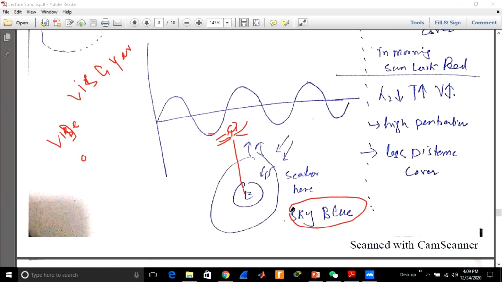The sky is blue. Why is the sky blue? The sun radiates energy of different wavelengths. In this case, the blue has high penetration and low distance cover, so it can't come here. They penetrate here. So when they penetrate here, that is why we see the sky is blue.